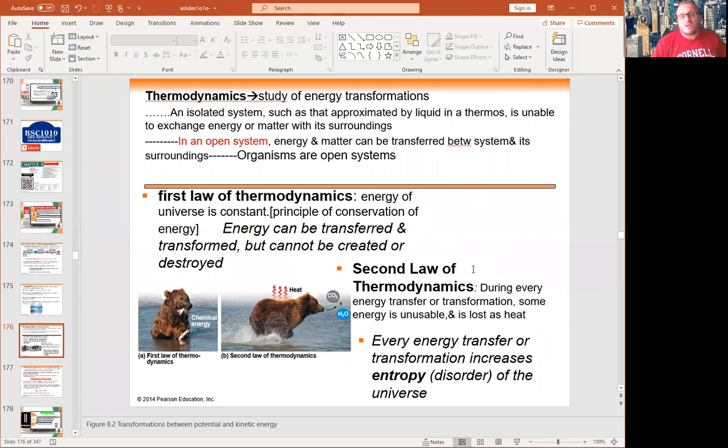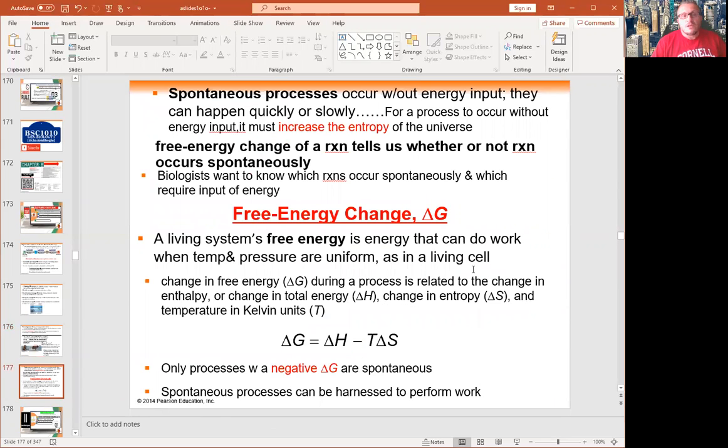So what happens if entropy increases? Spontaneous processes occur without energy input. They can happen quickly or slowly. For a process to occur without energy input, it must increase the entropy of the universe.